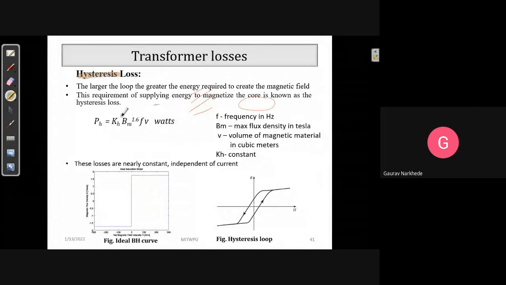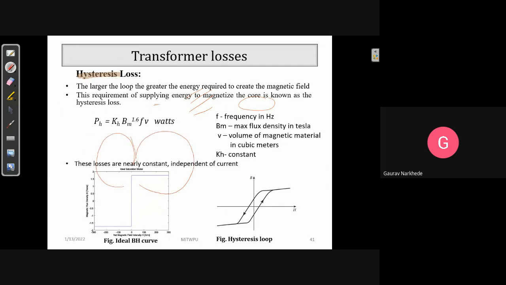So hysteresis loss का सीधा फॉर्मूला दे दिया इन्होंने KH BM F into V, BM raised to 1.6, right? So all the notations are the same. Okay. Now what is this loss? You know this BM and H. What is BM? Flux density, right? Now what is hysteresis loss? So the larger the loop, the greater the energy required to create the magnetic field. Okay. So this requirement of supplying energy to magnetize the core is known as hysteresis loss. Getting? Means what's happening, you know, when current electricity is in the winding, what will happen?